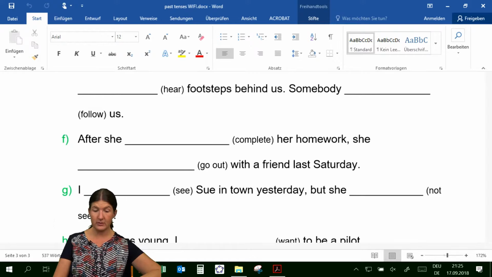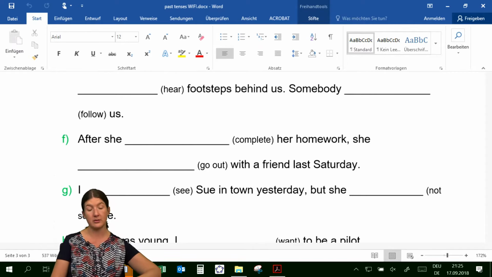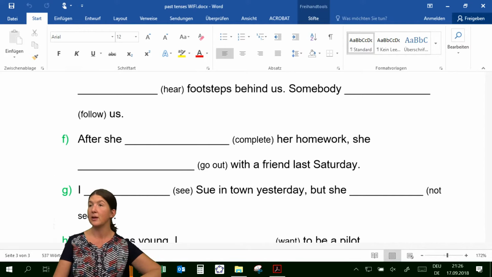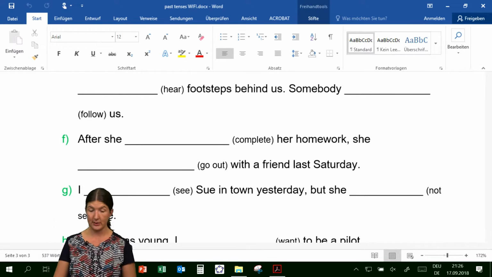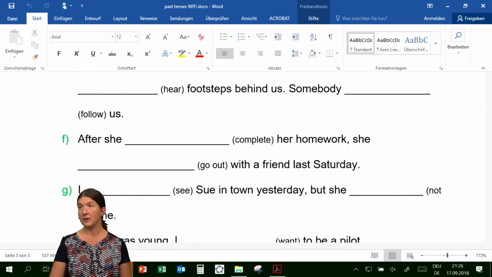The whole story is she went out with a friend. That's the story. But then she wants her listeners to know that she was only allowed to go out after she had completed the homework, because that's what mom said. Complete your homework first and then you're allowed to go out. So the sentence would be: after she had completed her homework, she went out with a friend last Saturday.